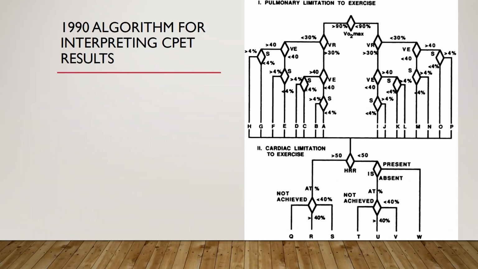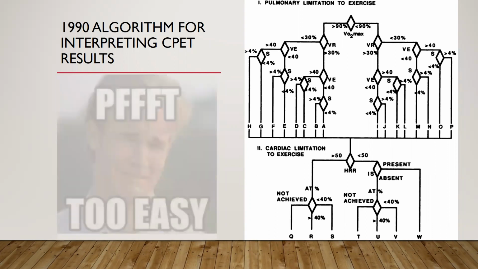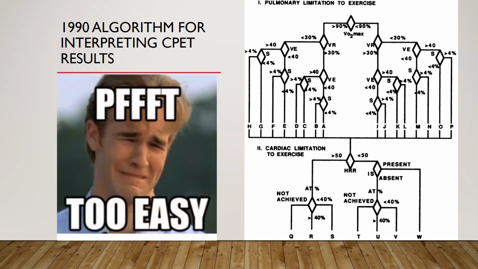in a 1990 paper. I forget where this was from, but they reported it was more accurate than faculty interpretation and a good correlation with other algorithms that Wasserman put out, who is a guy that does almost everything CPET. I heard that name a lot as I was going. So I'm sure you guys have already memorized it because it's too easy, right?